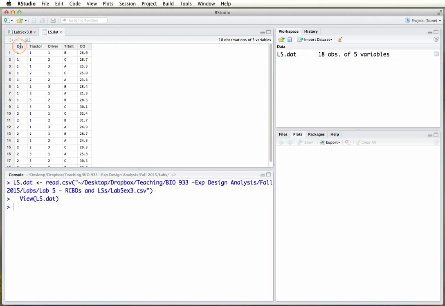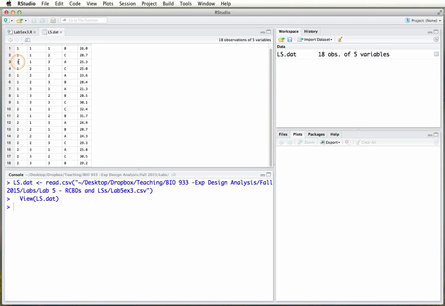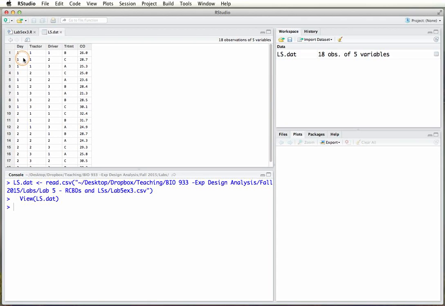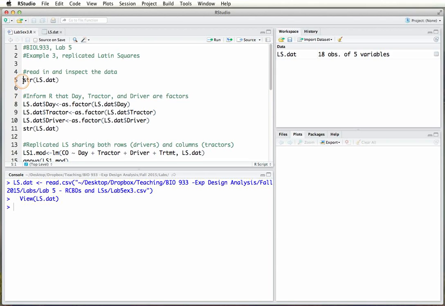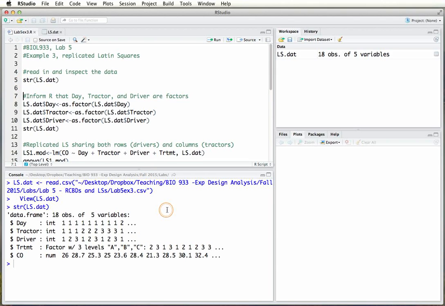This day column is essentially square. If tractor is row and driver is column, day is square. We have square 1 and square 2, and each of these squares has 9 values because the squares are 3 by 3s. So we end up getting, in effect, a 4th classification variable that we need to deal with in the model. To read in the data set, look at it, it's unfortunately interpreting square, row, and column as integers instead of factors, so we need to reassign them as factors.